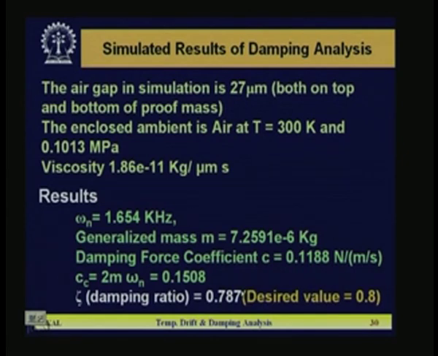So it is very close to that, and the actual value is 0.7 plus or minus 0.2. Normally people set that value as 0.8, and in this simulation you can get 0.787, which is very close to the desired value. So how are we going to get this value? That is basically obtained by changing the viscosity of the fluid and the pressure of the fluid.